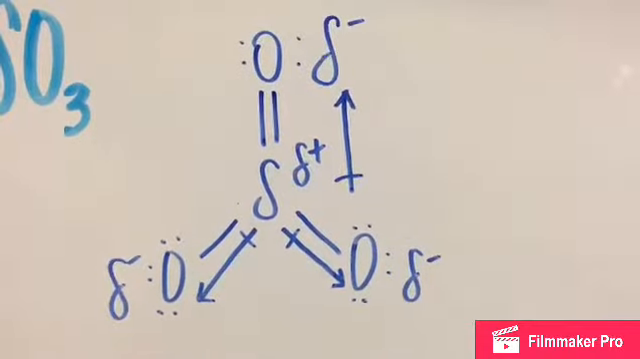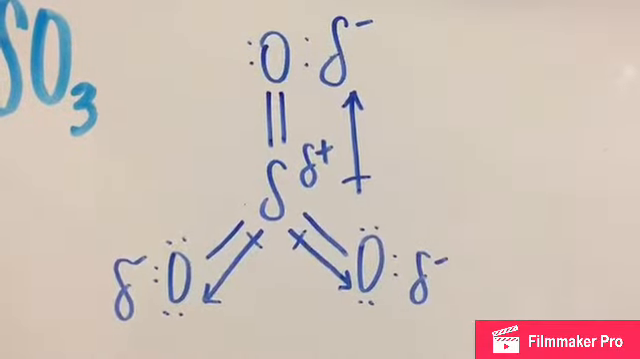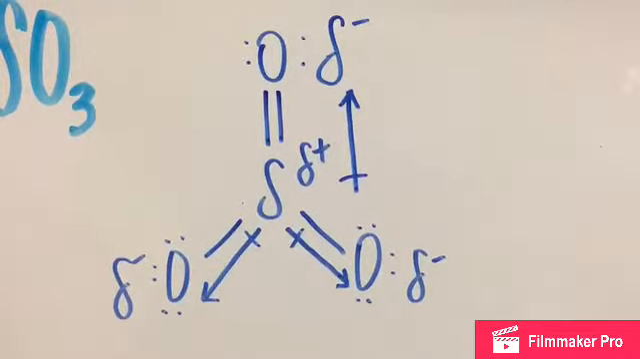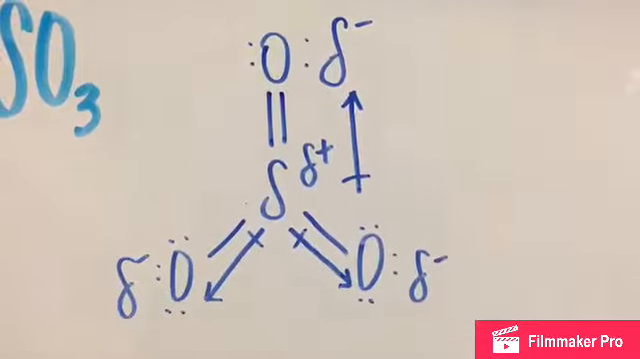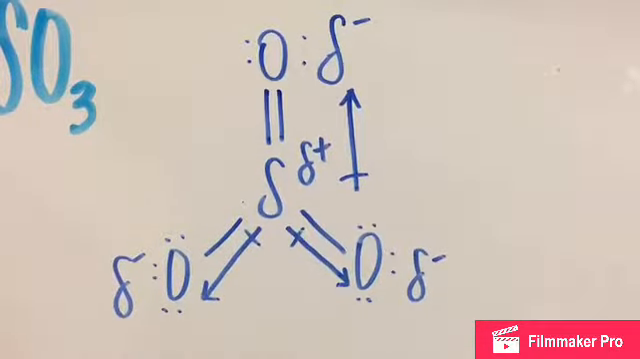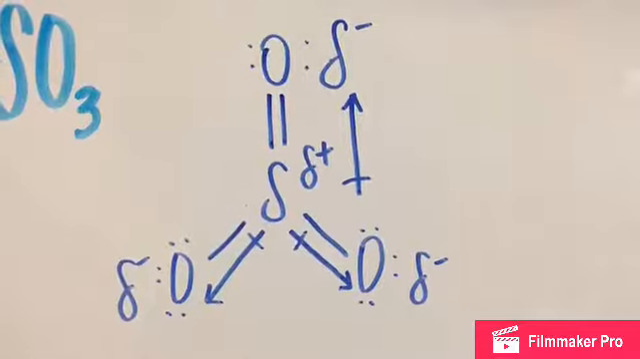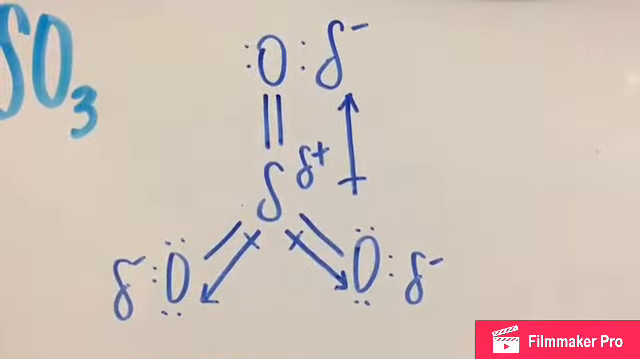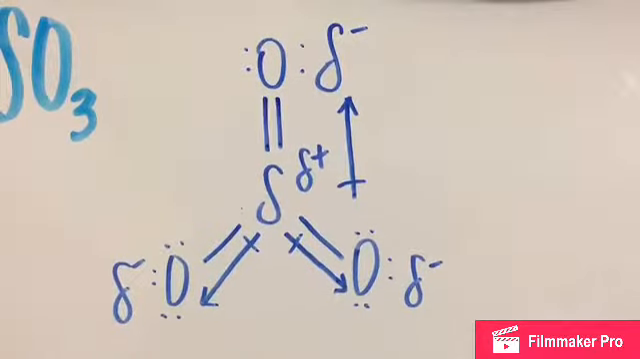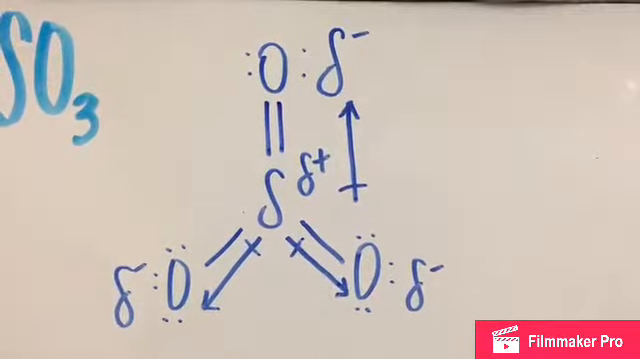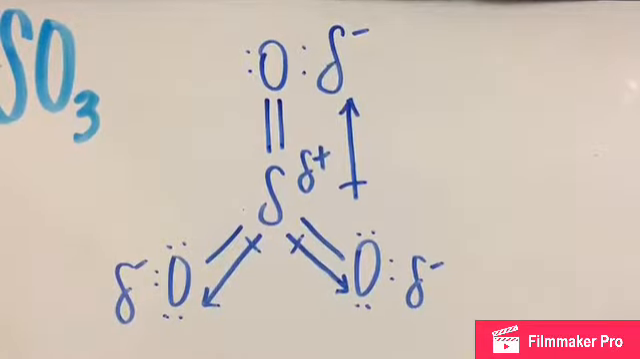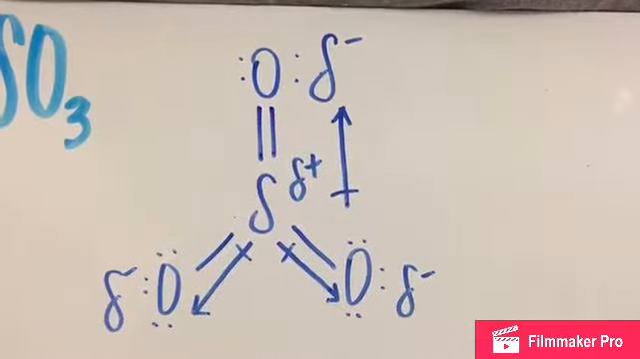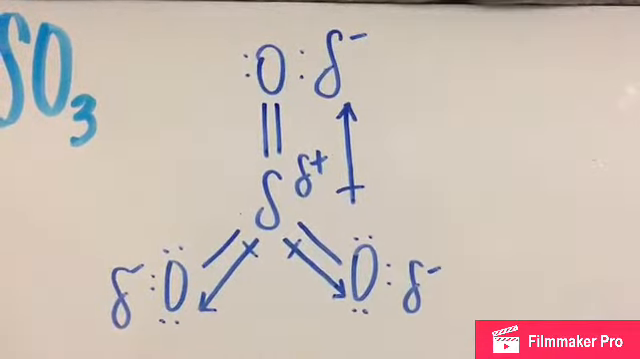Now that we have the partial charges, we can now determine the bond dipoles. So we see that each bond dipole has a positive tail on the S atom that has a partial positive charge. The bond dipoles then extend out towards the O atoms that have a partial negative charge. The bond dipoles are shaped this way because it shows which direction the electrons are pulled towards.